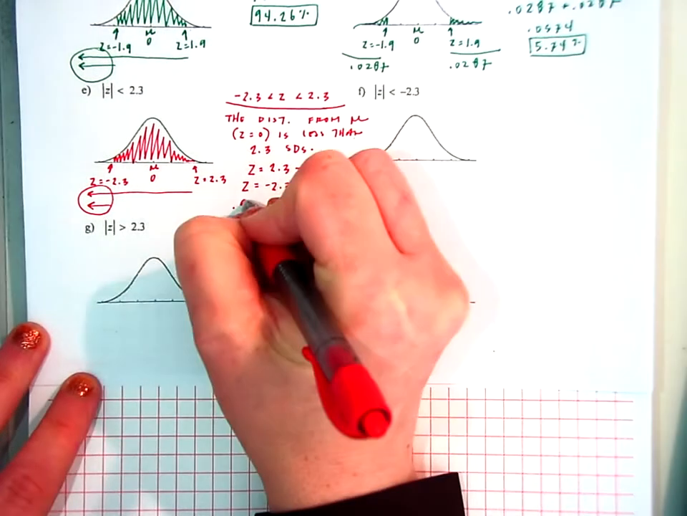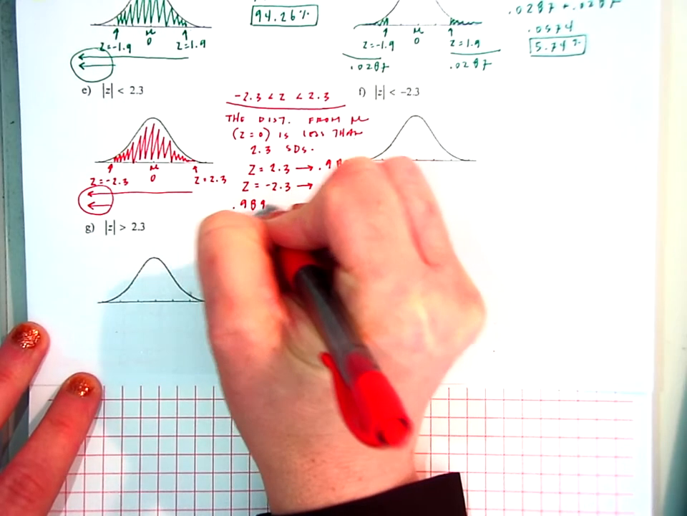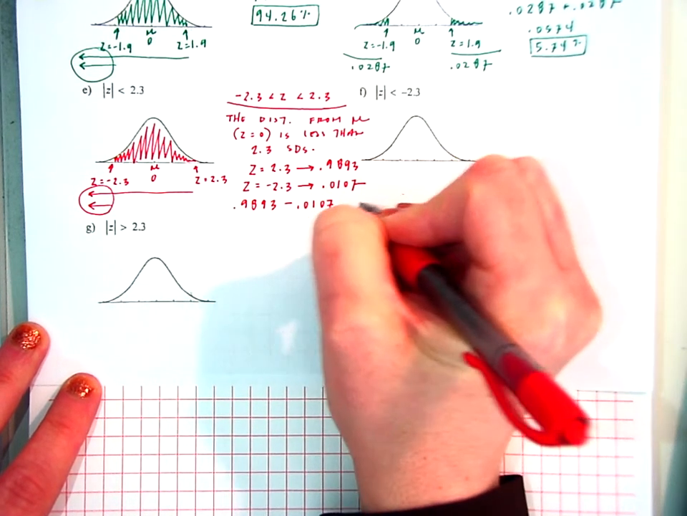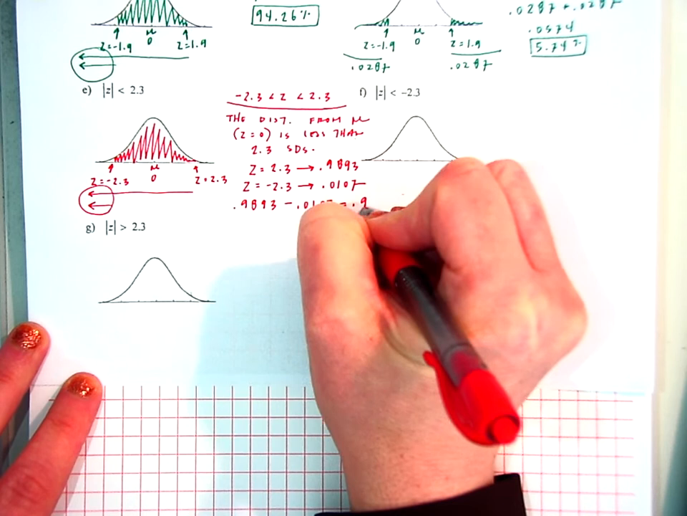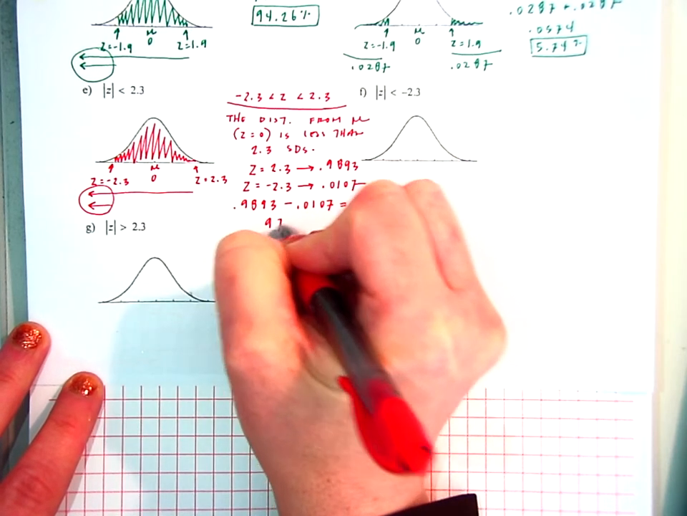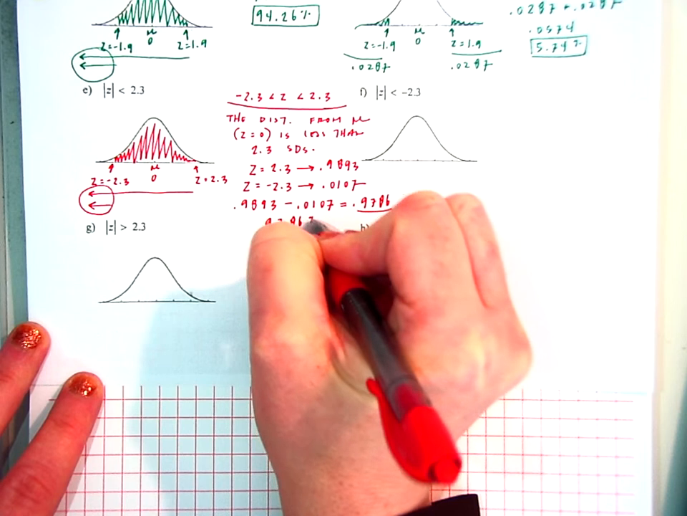So 0.9893 minus 0.0107 is going to produce 0.9786, okay, or 97.86%.